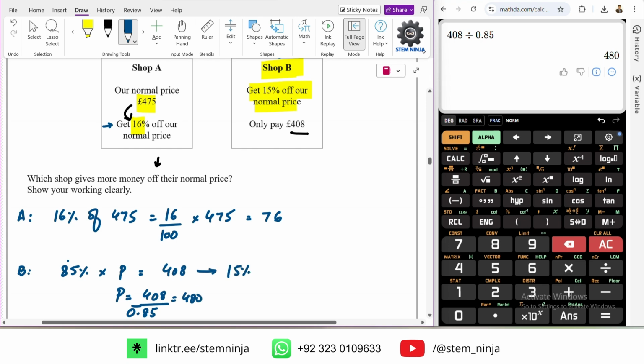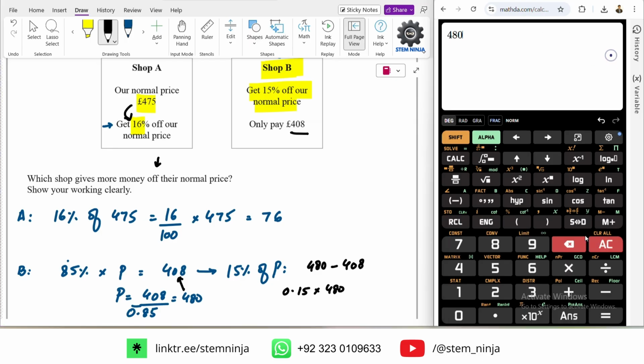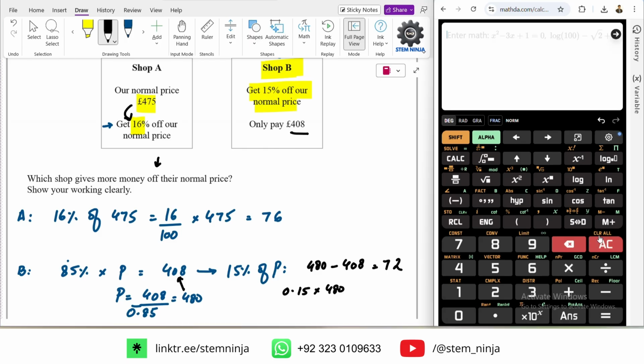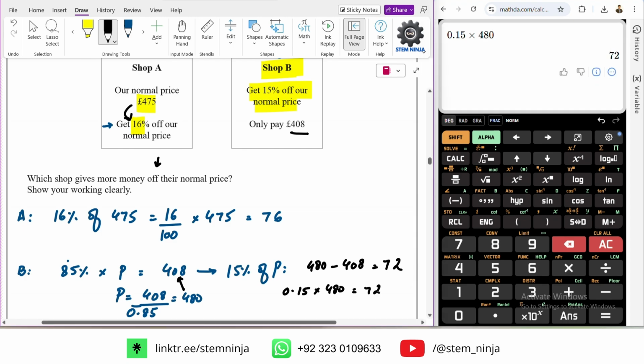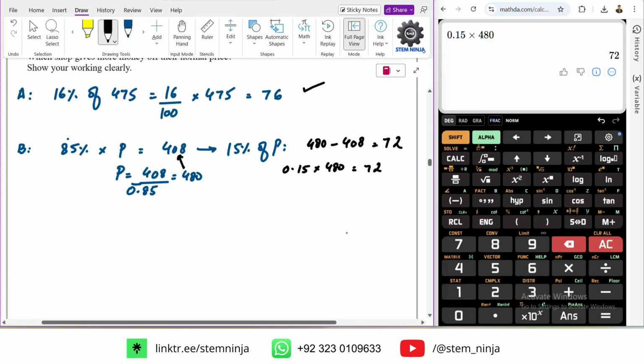So therefore 15% would be, actually we can just simply subtract these. So 480 minus 408. You could alternatively also do 0.15 times 480. The answer would be the same. So 480 minus 408, this is 72. And just to check, yes, 72. So A is offering more discount. So A offers more discount.